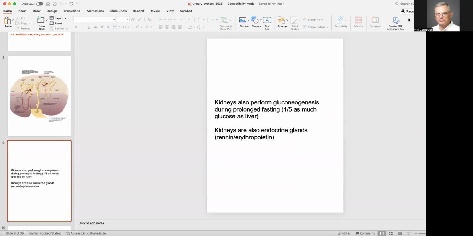I also want to just take a moment to remind you the kidneys are endocrine organs, and they're also involved in gluconeogenesis. About 1/5 of gluconeogenesis during fasting occurs in the kidney because all of the transport functions, especially during reabsorption, require a lot of energy.